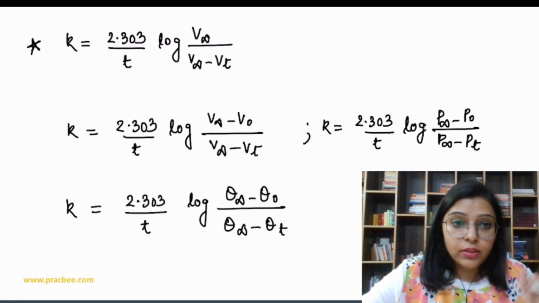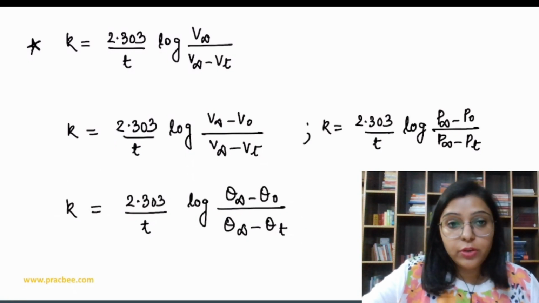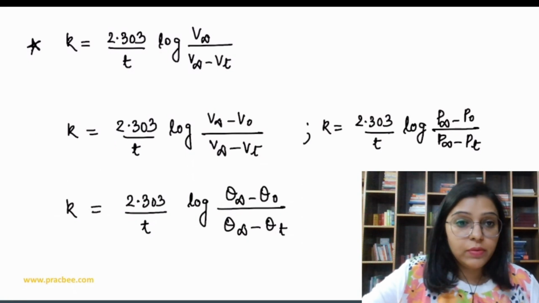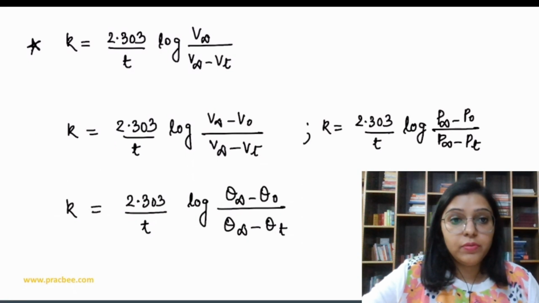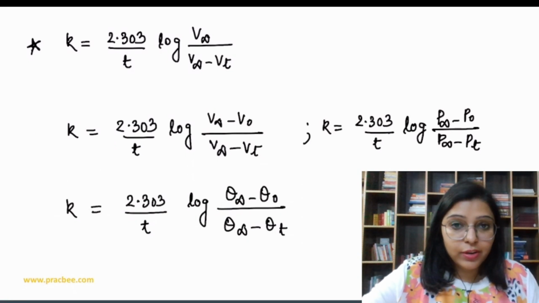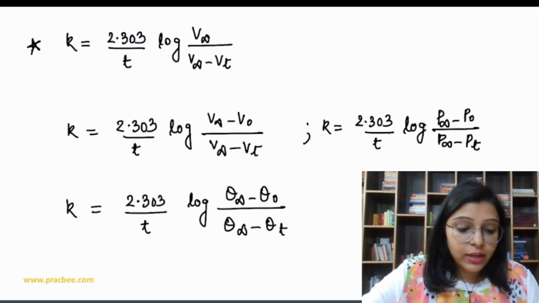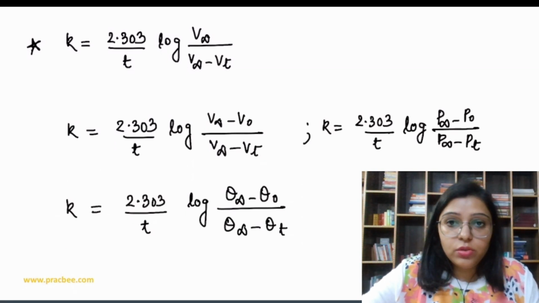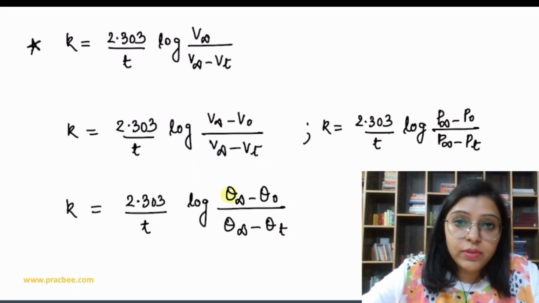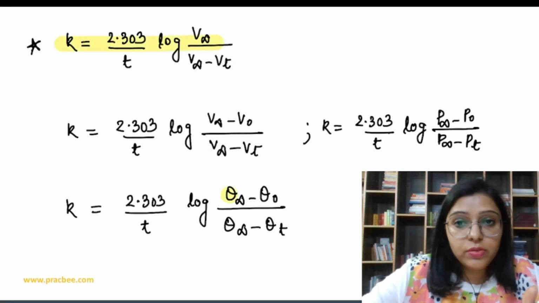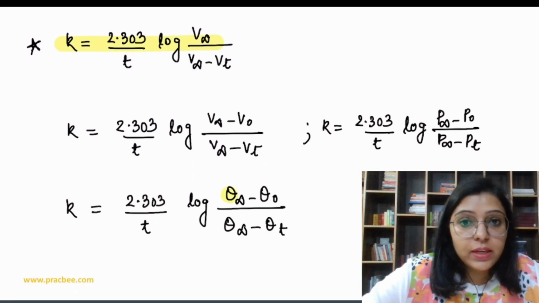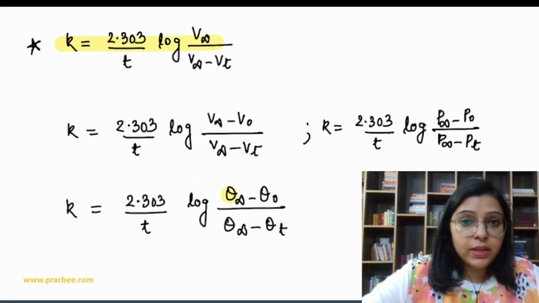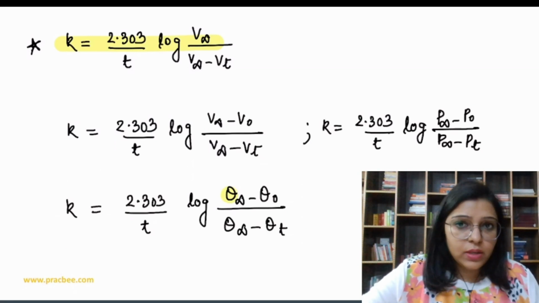Now we have certain other formulas. If the volume, pressure, infinite volume or infinite pressure is given in the question, or specific rotation, the optical rotation method, then we can use this formula: 2.303 upon t log V infinity minus Vt, then 2.303 upon t log of V infinity minus V naught upon V infinity minus Vt. So we have certain formulas for that.